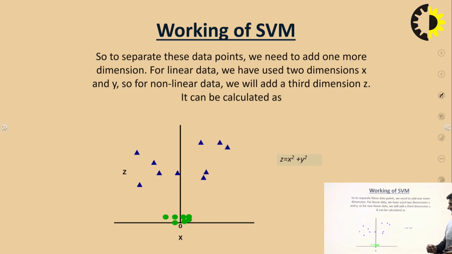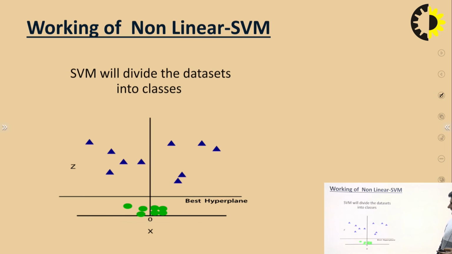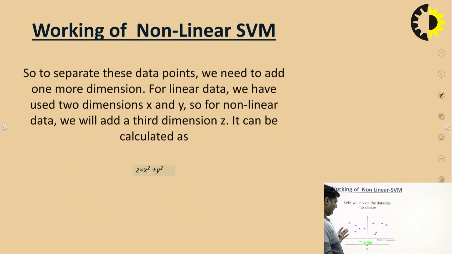So what happens here? We have the x dimension, the y dimension, and the z dimension. With the help of this, we add the z value, and when we divide the data set we get the best hyperplane dividing the data in the x, y, and z dimensions. This is the SVM model for non-linear separable data.